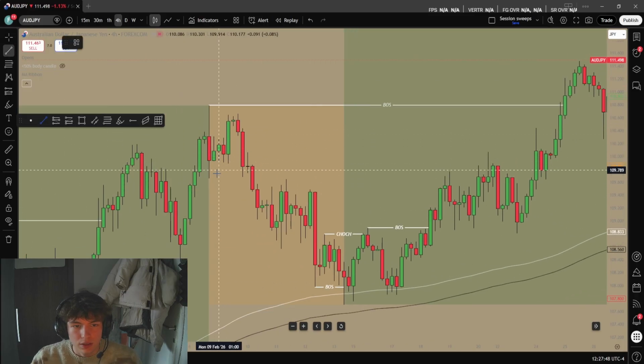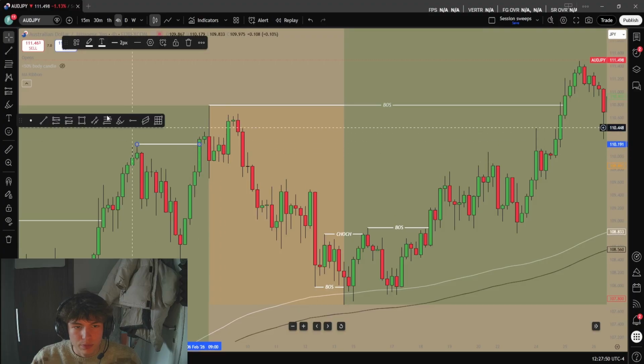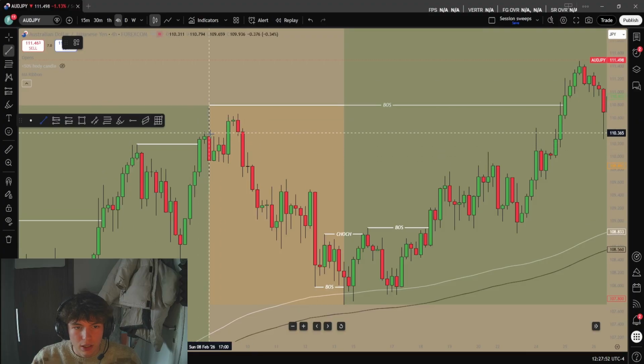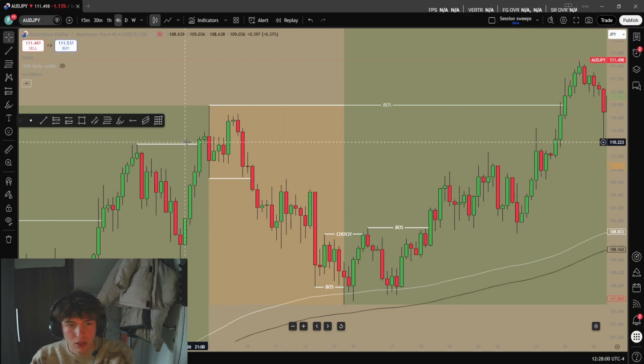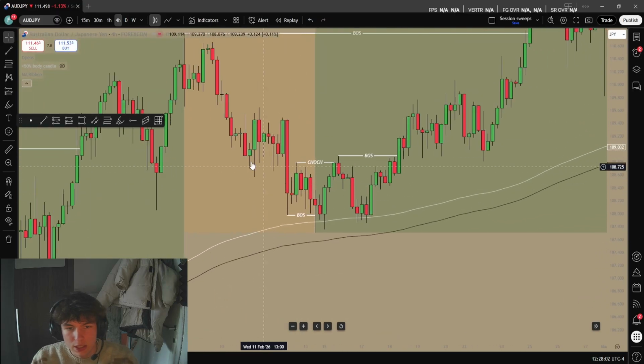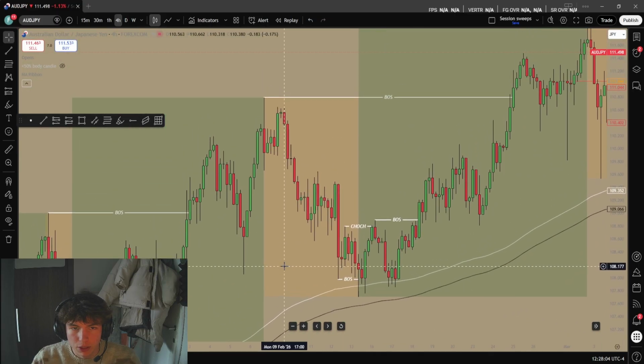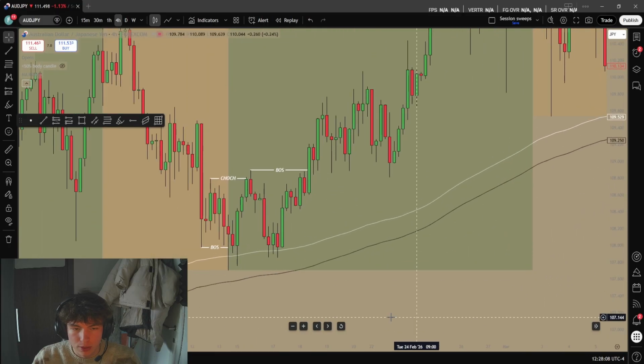Let's see, right? We have break of structure. We make a high, make a low again. As you can see here, we break structure and we continue this path. What do we want to see when we do get this change of character? We want to see price come to a certain point where we do get that change of character.